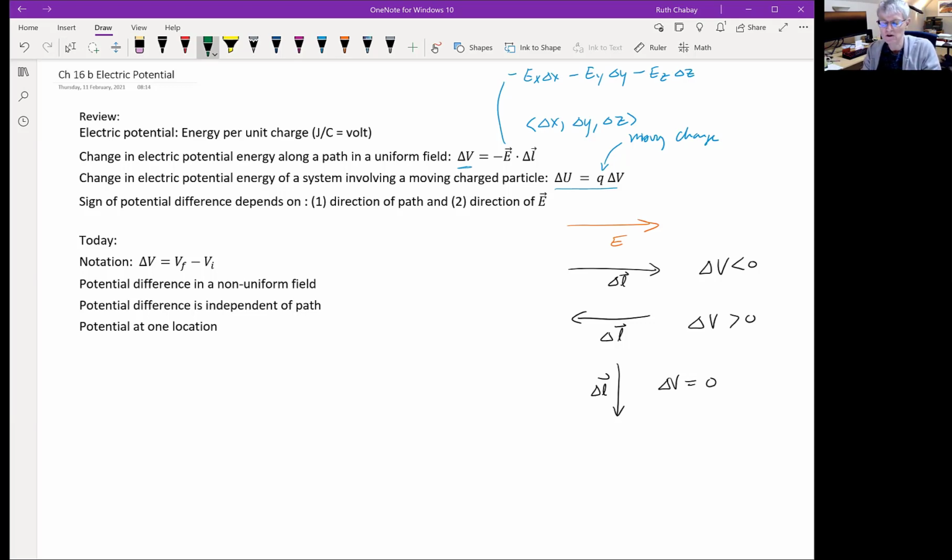Since not all situations have uniform fields, the field near a rod falls off like 1 over r, the field near a point charge falls off like 1 over r squared, we need to talk about potential difference in non-uniform fields.